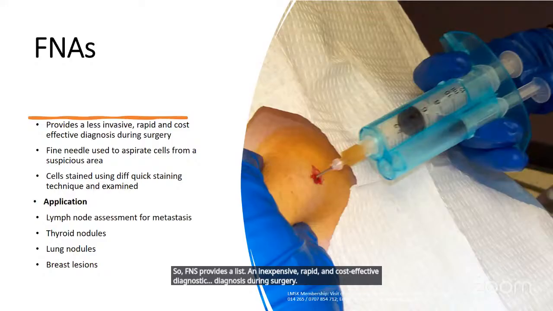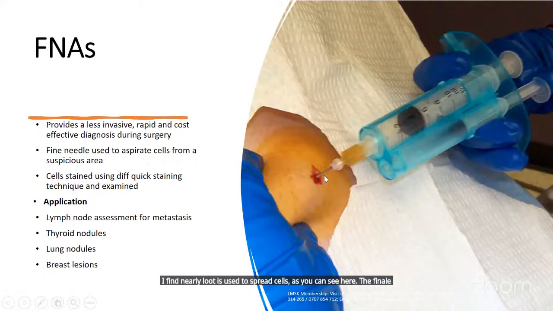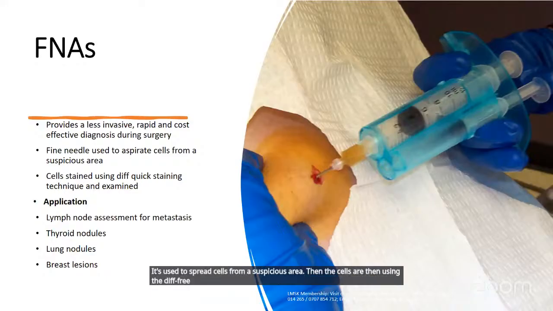A fine needle is used to aspirate cells. As you can see here, the fine needle is being used to aspirate the cells of the sample. It's used to aspirate cells from a suspicious area. Then the cells are stained using the Diff-Quik staining technique and then examined.